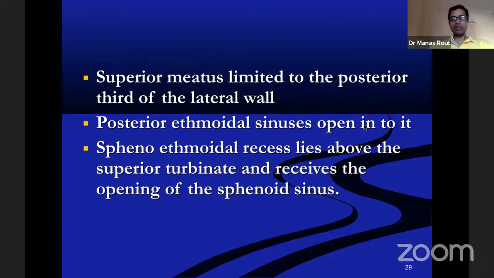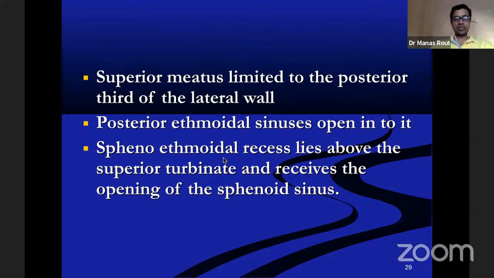Now, another important thing is the spinoethmoidal recess. Why is the name spino and ethmoid? Because it is somewhere related to the sphenoid sinus and somewhere related to the ethmoid sinus. Yes. Medial to the superior turbinate, there is an area where the sphenoid sinus will drain, and to this area the posterior ethmoid sinus also drains. The posterior ethmoid sinus first drains to the superior meatus, then the secretion comes down to this space, which is called the sphenoethmoidal recess.